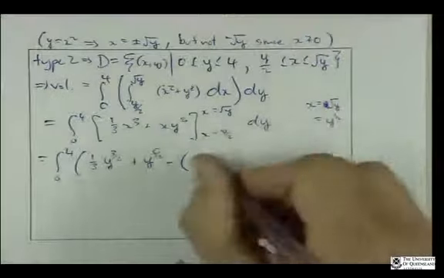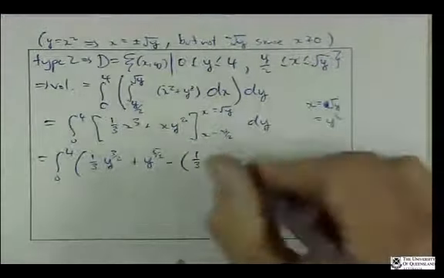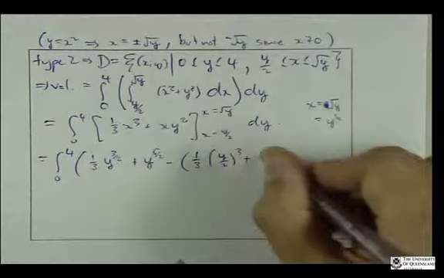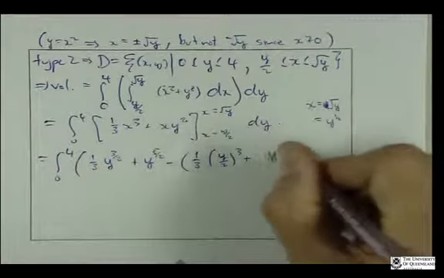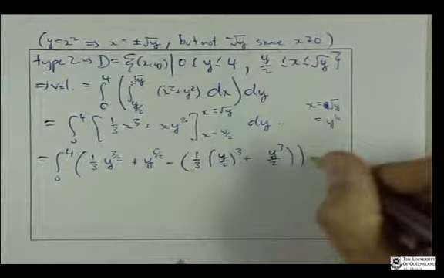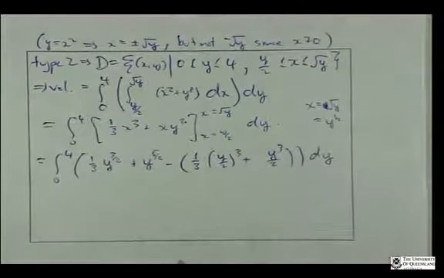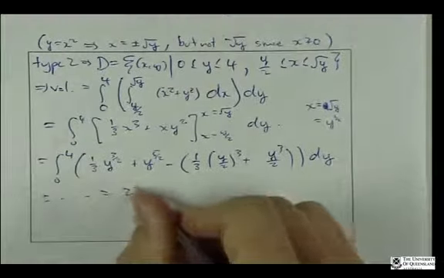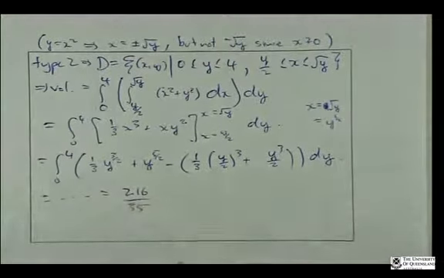So that's 1/3 y on 2 cubed plus y cubed on 2. And that's all integrating with respect to y from 0 to 4. All right, and just check that we get the same answer as last time.